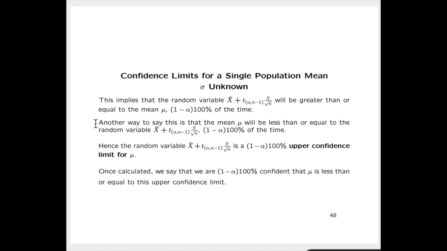Another way to say that is that the mean will be less than or equal to that random variable 1 minus alpha times 100% of the time. And so for that reason, the random variable x bar plus t times s over the square root of the sample size is called a 1 minus alpha times 100% upper confidence limit for mu. Once we have a sample, and we've calculated x bar and the sample standard deviation and plugged them into a formula like this, then we say that we are 1 minus alpha times 100% confident that the population mean mu is less than or equal to this upper confidence limit.